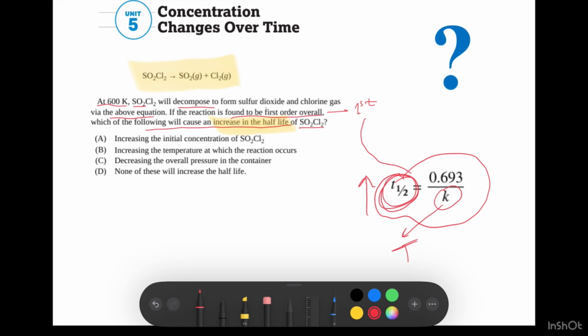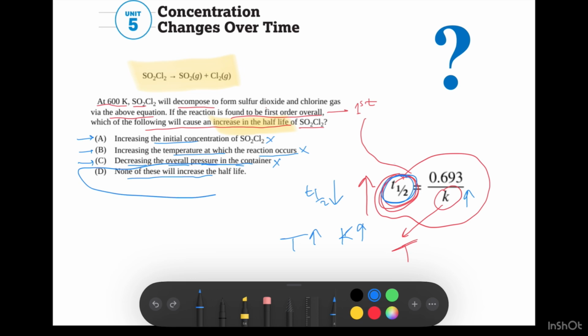Okay, so A says increasing the initial concentration. No, it's independent of the concentration. B, increasing the temperature at which the reaction occurs. If we increase the temperature, the K will increase, and as K increases, the T half will decrease. So it's not the answer. C says decreasing the overall pressure. In other words, it's concentration, and it's independent of pressure and independent of concentration. So none of these will increase the half-life. Yes, this is the answer, so D is the answer.